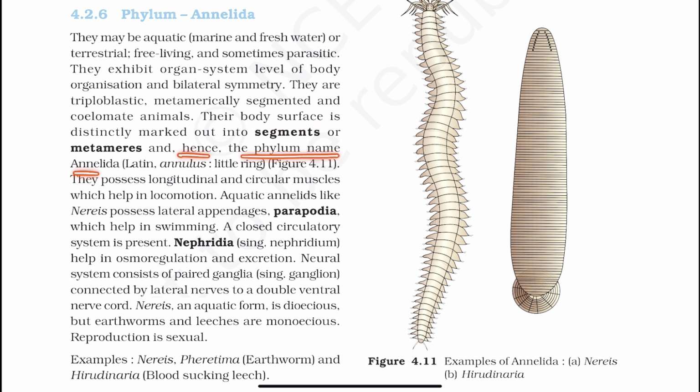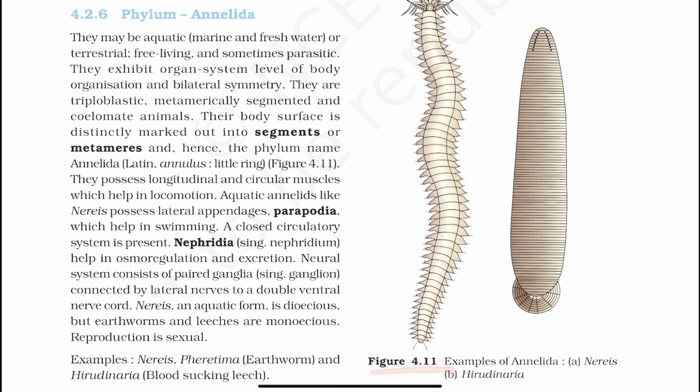Aquatic annelids like Nereis possess lateral appendages, parapodia, which help in swimming. A closed circulatory system is present. Nephridia, single nephridium, help in osmoregulation and excretion. Neural system consists of paired ganglia, single ganglion, connected by lateral nerves to a double ventral nerve cord. Nereis, an aquatic form, is dioecious, but earthworms and leeches are monoecious. Reproduction is sexual. Examples: Nereis, Pheretima, earthworm, and Hirudinaria, blood-sucking leech.